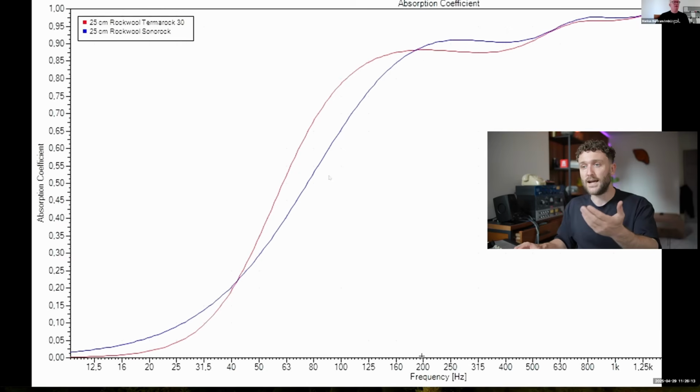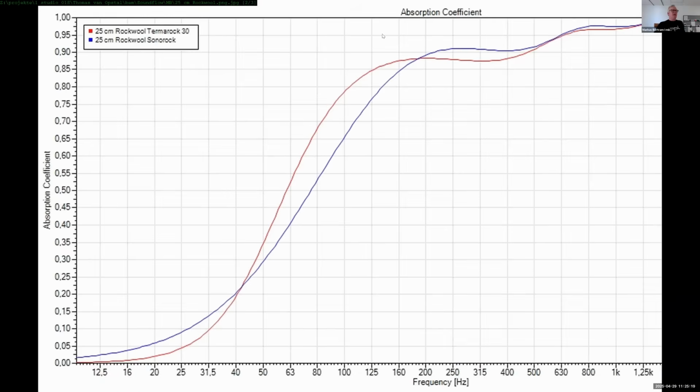Now, if we look at 160 hertz, you see that about 85 to 90% gets absorbed. So we use that to predict what a certain absorber is going to do acoustically in our room, which will come in very handy later. So this is 25 centimeters of rock wool.